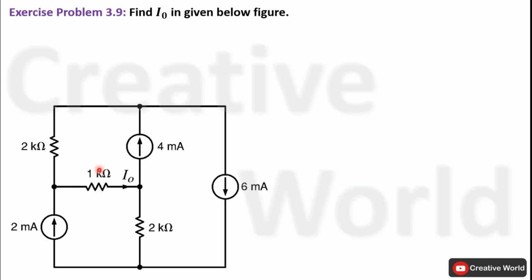This is the circuit diagram of the given problem. Inside this network we have to find the value of current I0 through this 1 kilo ohm branch. So without wasting time, let's proceed towards the solution of the network.